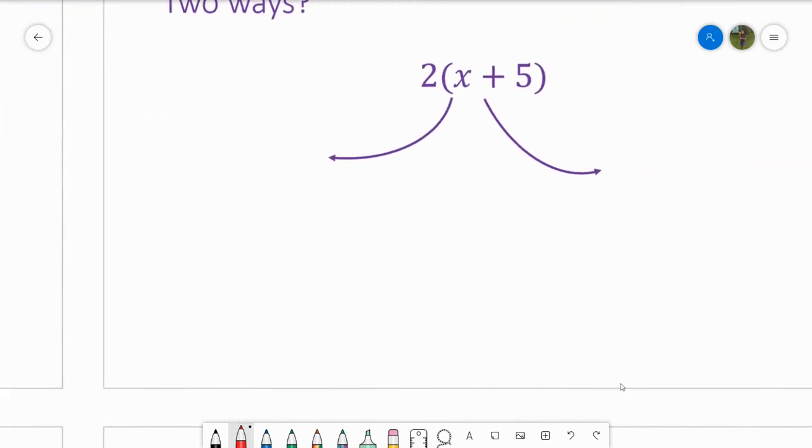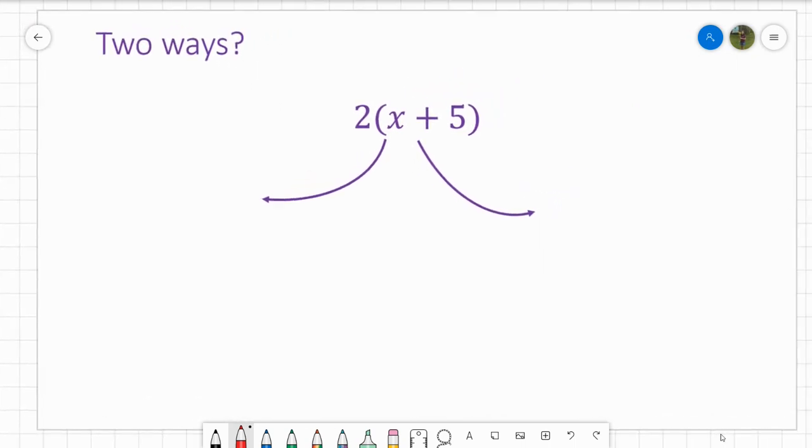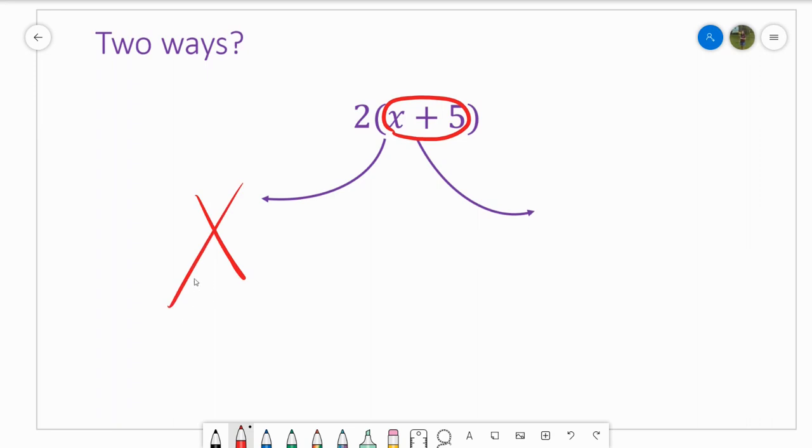Here's why. Because what if we had this type of an expression? So now, if we wanted to start inside our parentheses, if we wanted to start with this x plus 5, do we know what x plus 5 is? No, because we don't know what x is. X is a mystery number. So we can't do it that first way. There is no first option. So instead, the only thing that we possibly can do is distribute the 2 to the x and to the 5. So it'll look like this.